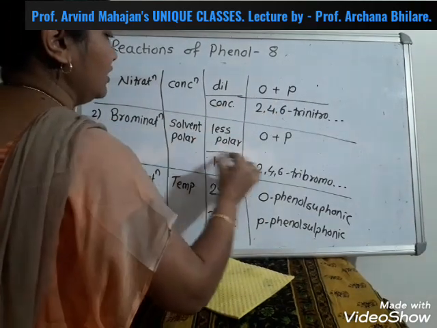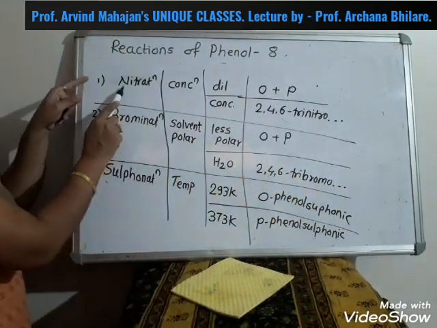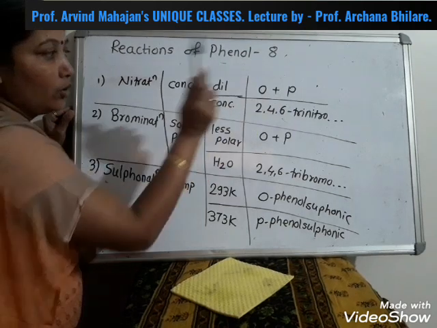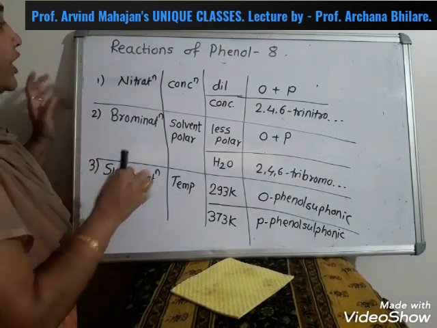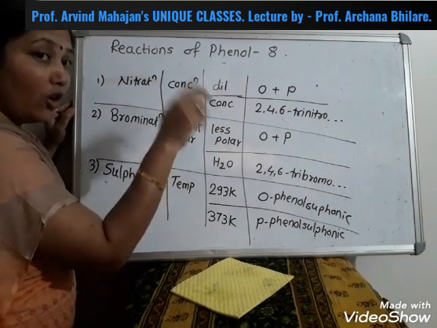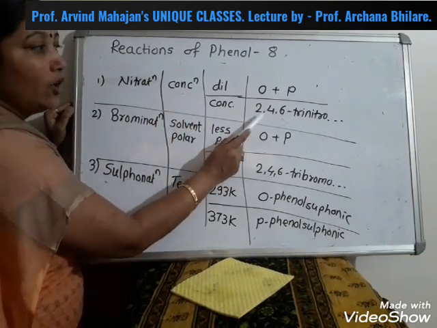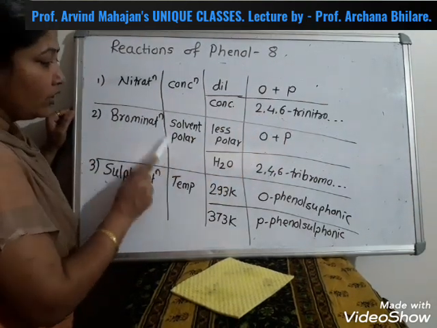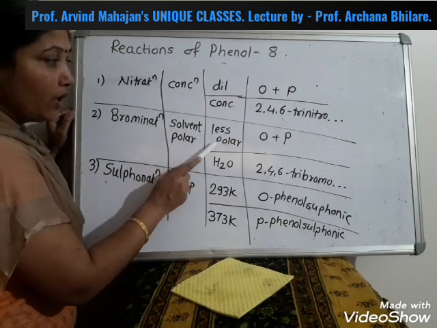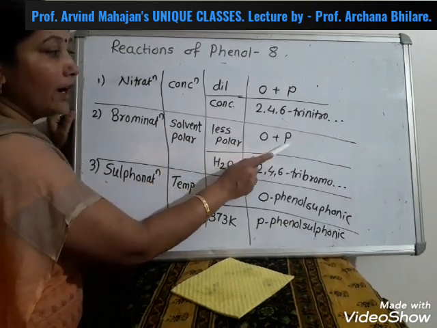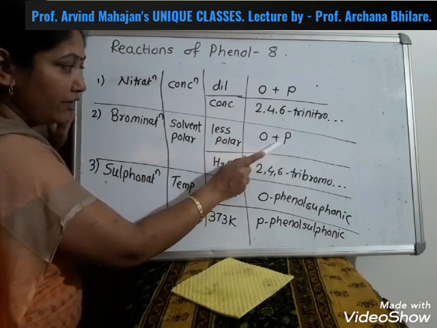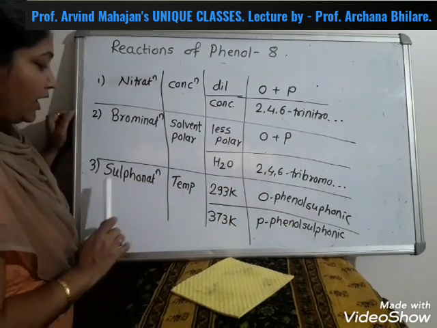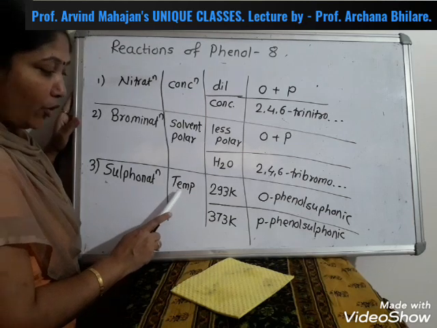See, one more time I will tell you. Nitration depends upon concentration of nitric acid. If it is dilute nitric acid, we get ortho and para substituted phenol. If we use concentrated nitric acid along with concentrated H2SO4, we get 2,4,6 trinitrophenol. In bromination, the product depends upon polarity of the solvent. If less polar solvent, we get ortho and para substituted phenol, and if we use more polar solvent, we get 2,4,6 tribromophenol. And sulfonation depends upon temperature.